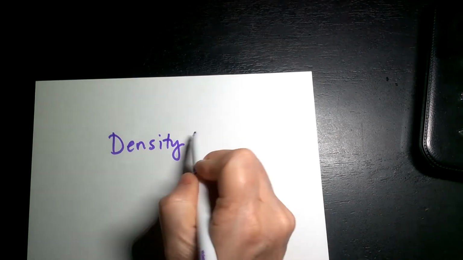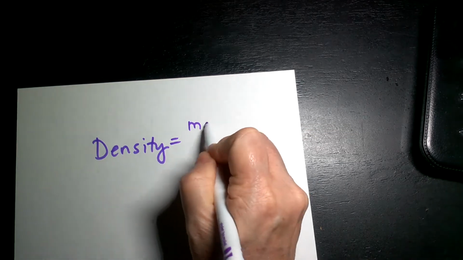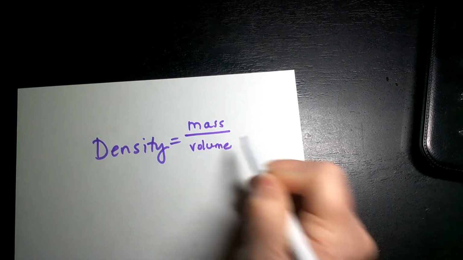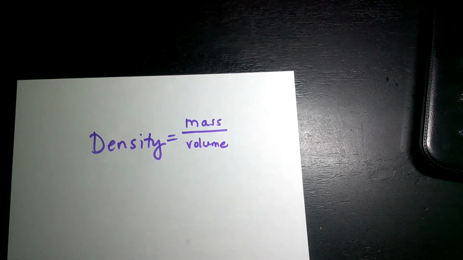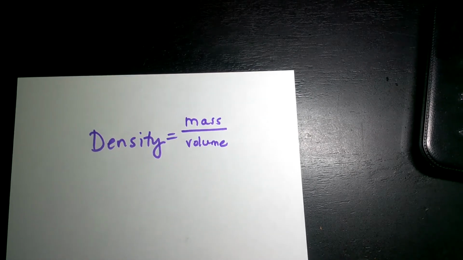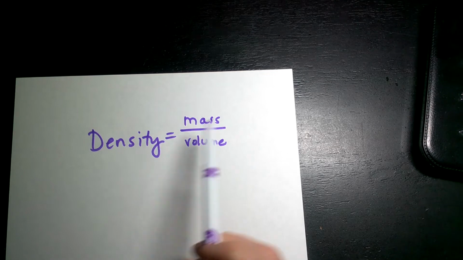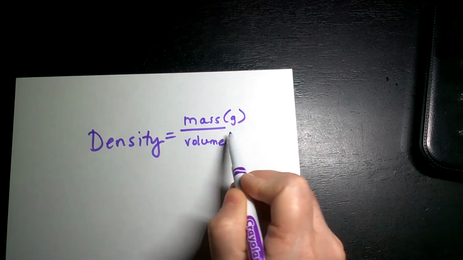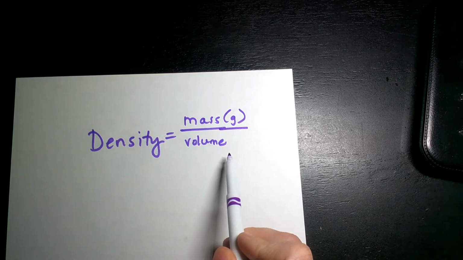Okay, so I'm going to do a quick video for you on how to calculate density and how to analyze density. So density is mass divided by volume. Okay, and so when you are trying to find the density of an item, you have to find the mass, and this is going to be in grams. And then you have to find the volume.